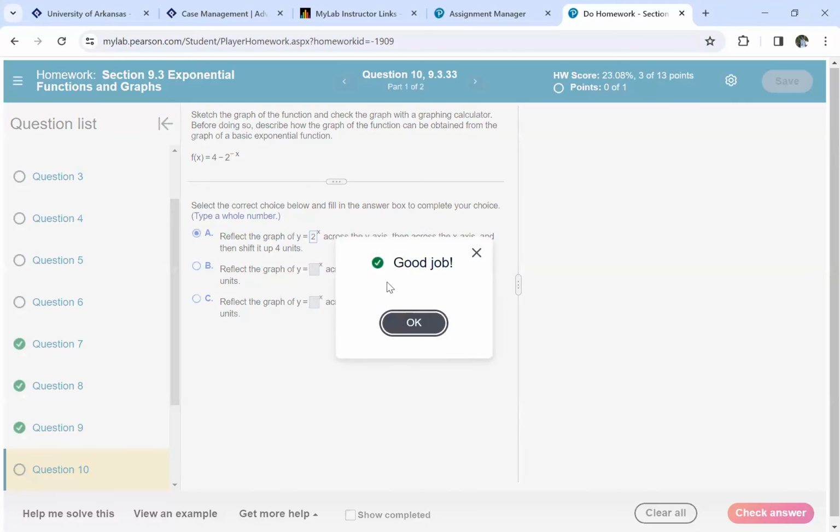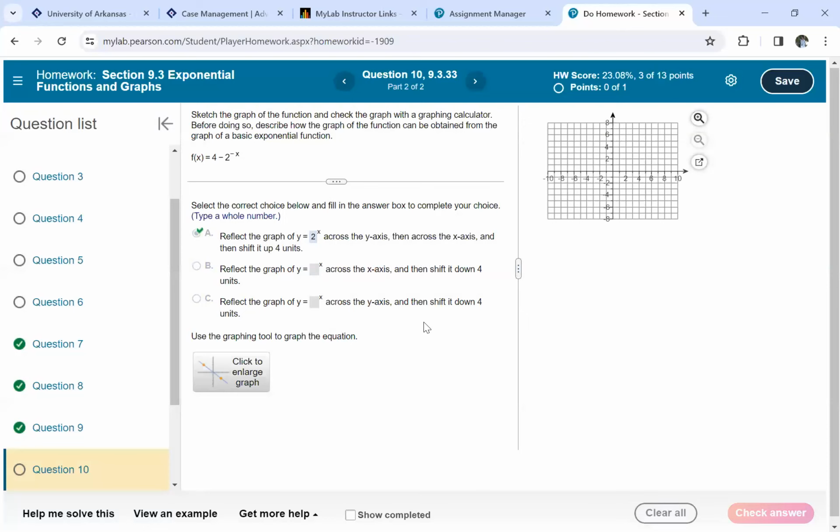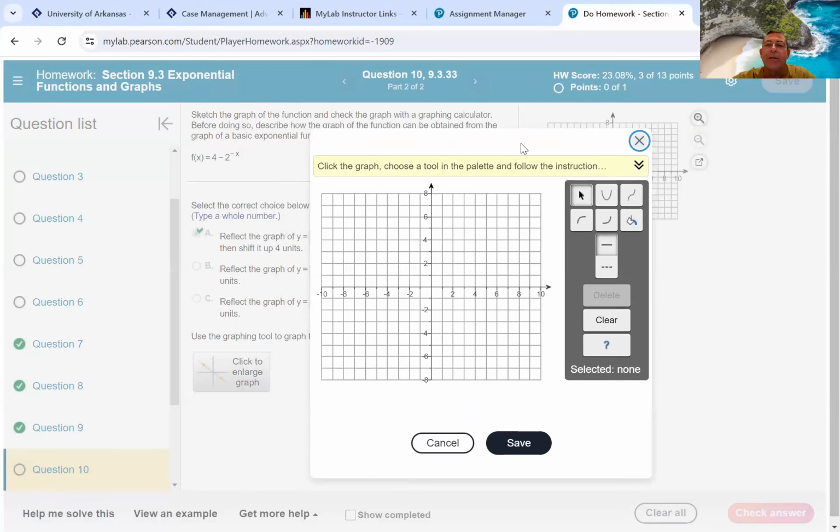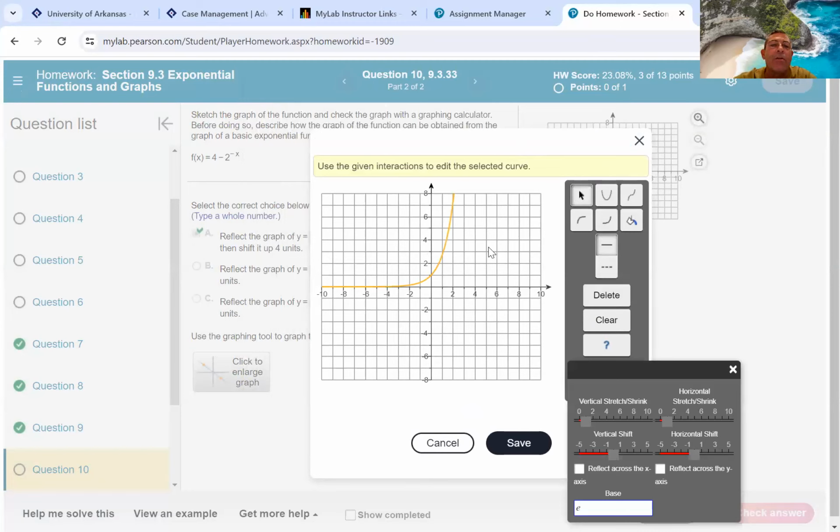Now, click to enlarge my graph. Let me move it out of the way a little bit so we can see. We're still grabbing the exponential tool. Click anywhere on the graph. We first reflected across the y-axis, so click that. Then reflected across the x-axis. Click that. And then we said we went up that 4.